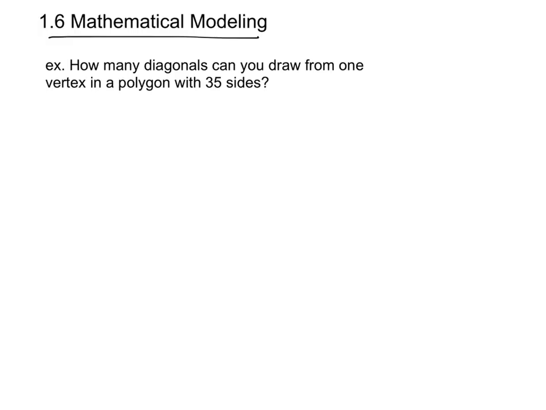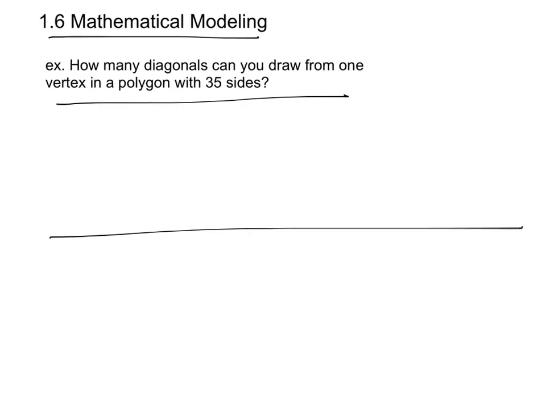So mathematical modeling, which is the next section, is when you have graphs or pictures describing situations or equations. So, for example, a problem you might get is something like this, and we still want to draw our little chart because that's still going to be really helpful. It's asking how many diagonals can you draw from one vertex in a polygon with 35 sides.